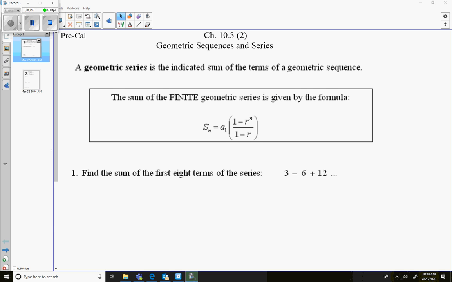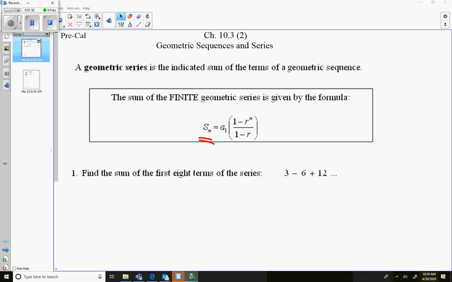The sum of the finite geometric series is given by this formula. Finite means it ends. So we're only looking at a certain number of terms. So the sum up through the nth term will equal A1, which is the first term, times 1 minus r, r being the common ratio, raised to that nth power, all divided by 1 minus r. That is your formula for the sum of a geometric series.